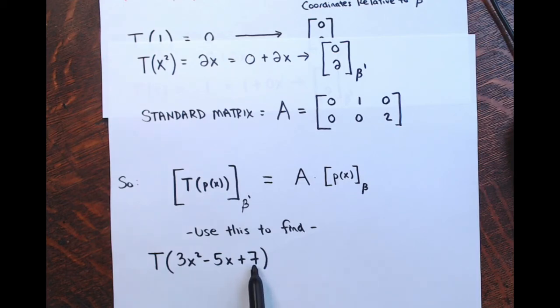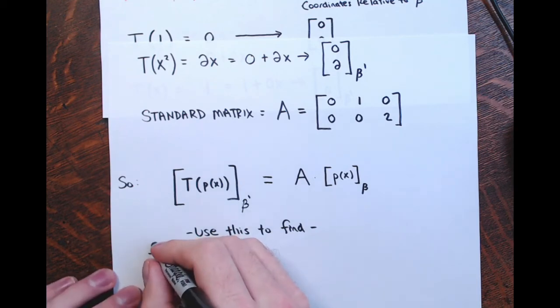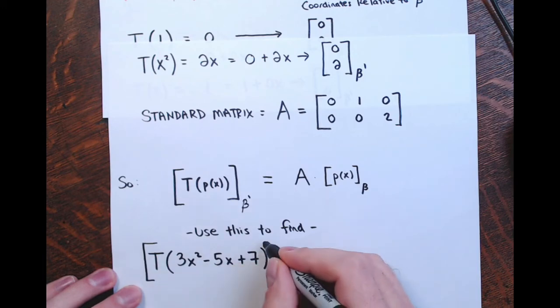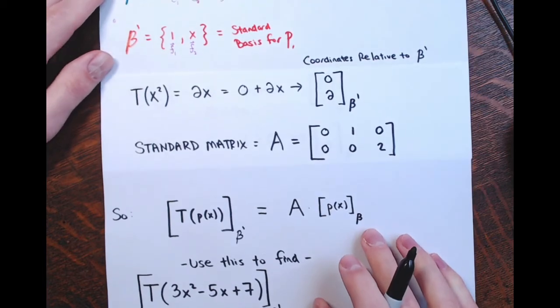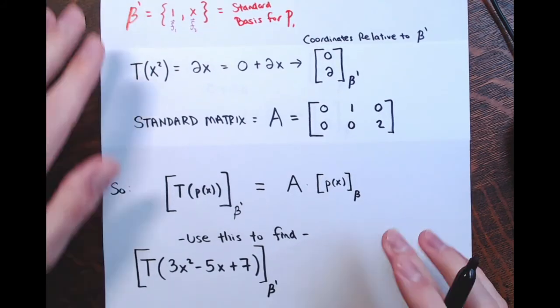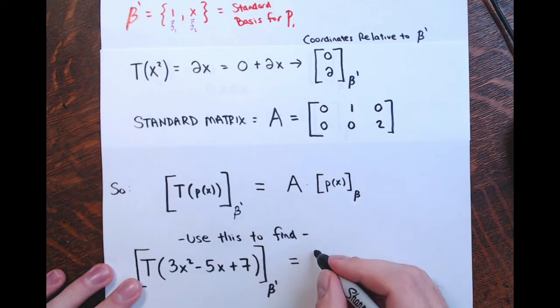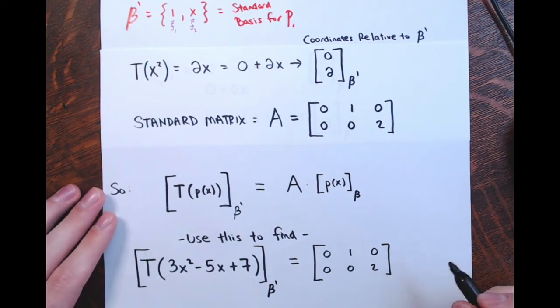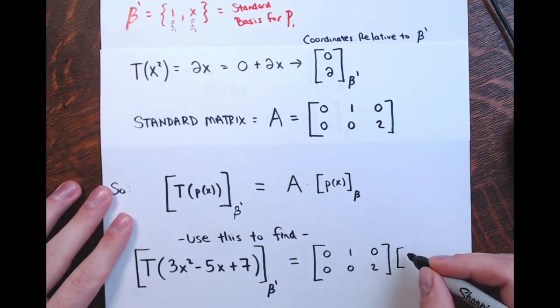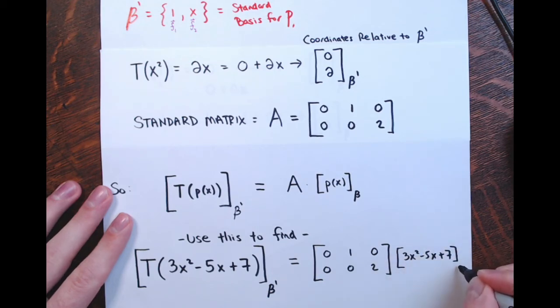So this is going to be an output, right? So this is going to be something in P1, the codomain. So if I want the coordinates of this relative to the standard basis, B prime, this set with 1 and x, I can do the following. I can take matrix A, so the 0, 0, 1, 0, 0, 2, and multiply this matrix by the coordinates of 3x squared minus 5x plus 7, the coordinates of the input relative to the basis for the domain.